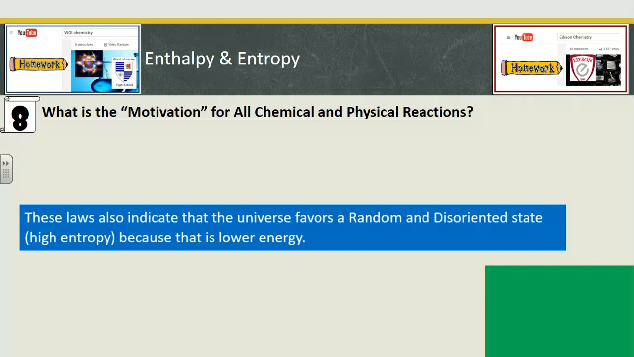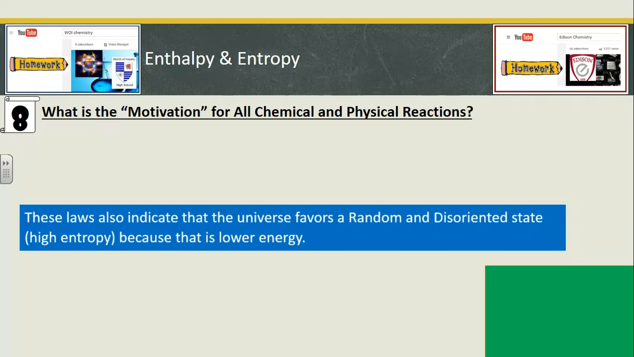It takes less energy to have a messy room than it does to clean it up, doesn't it? Things don't fold themselves when you throw them in the dryer. Take that pile of laundry you got and put it into the washing machine. It gets all mixed up inside there. The universe doesn't organize things for us. We have to put energy in to make that happen.